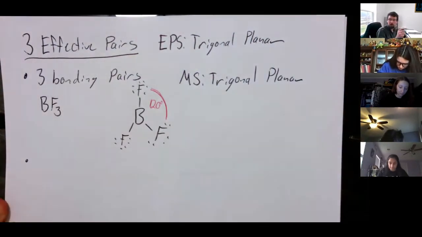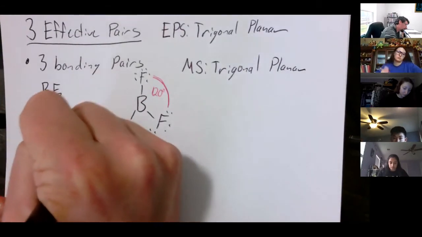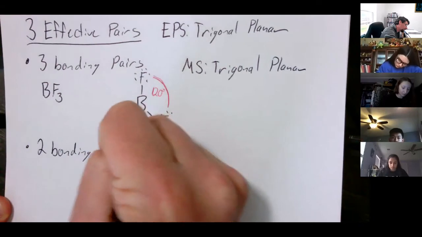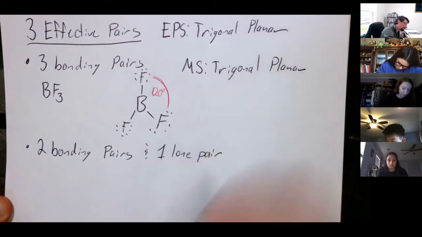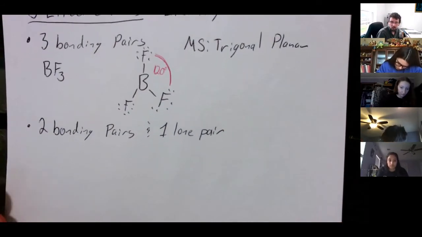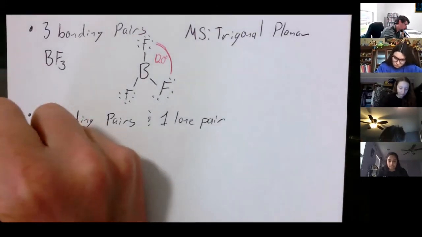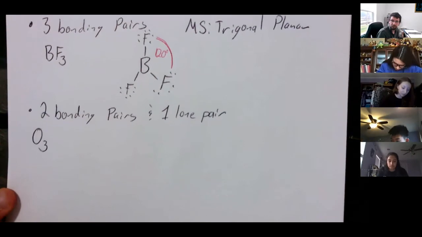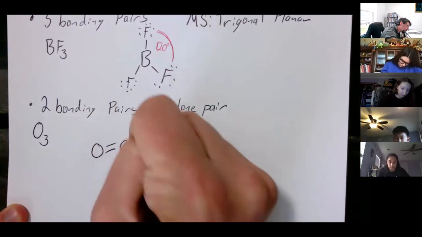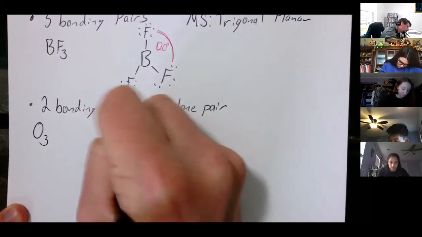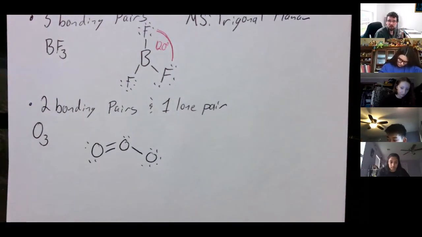Okay, last one and then we'll be done for the day. Let's look at 2 bonding pairs and 1 lone pair. So we've seen a molecule with this a couple of times. When we were talking about resonance, we had O3. So if I go to draw that guy out, there we go. But what am I missing in this Lewis structure?